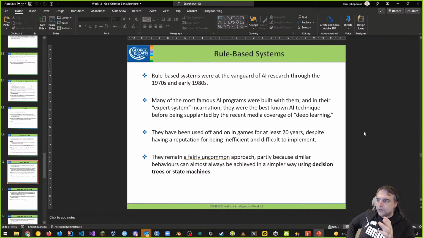But they've been used kind of off and on for the last 20 to 25 years, I would say, despite having this reputation for being inefficient and difficult to implement. Okay, let's talk about why and how they can actually help. And I still think, from the things that I've read and what the book also supports, that they're not a real common approach because a lot of the behaviors that they have can be done a lot easier now and quicker with decision trees and state machines. Okay, so we'll talk about this anyway because they're out there, and it might give you another idea as a potential AI designer in the future about how to do things in a slightly different way.